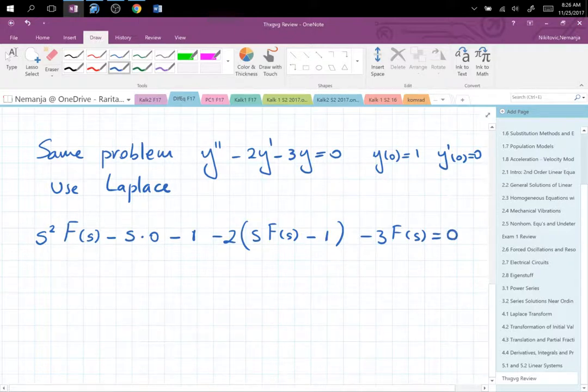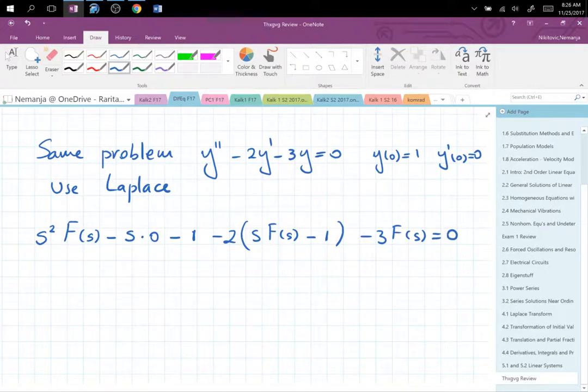So this is the transformation. We have y double prime, the first 3 terms, and then 2 times the second 2 terms are all from y prime, and then the last term is the transformation of y, right?